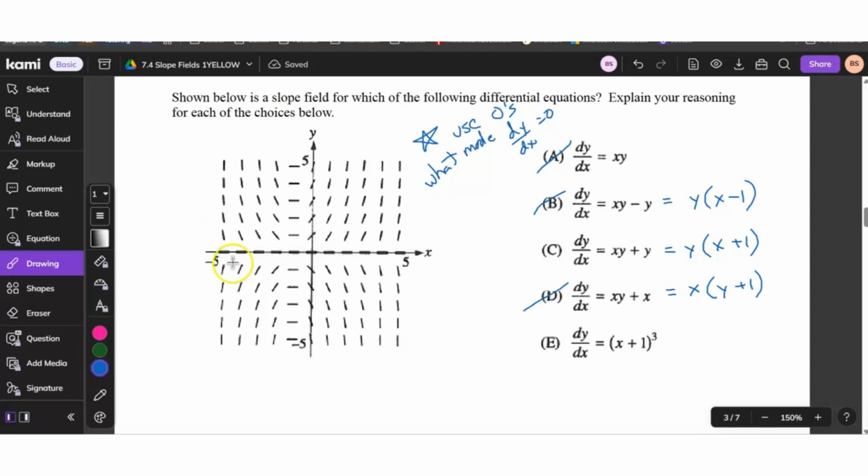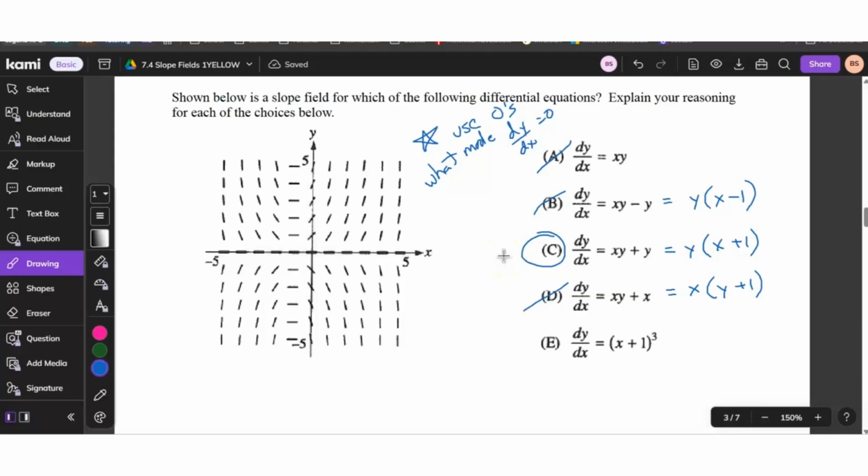Okay? So the other 0 is going to happen here, right? So that one happens when y is 0 and we don't care what x is. Is that true for E? Is it true for C? Yes, because we get 0 times who cares. So it has to be this one.